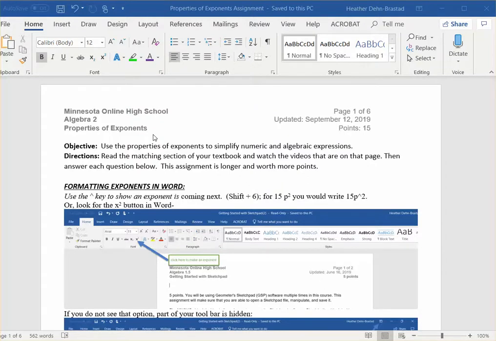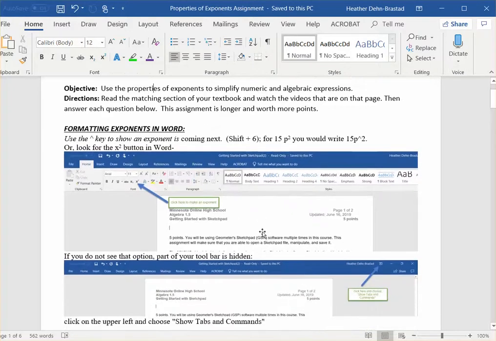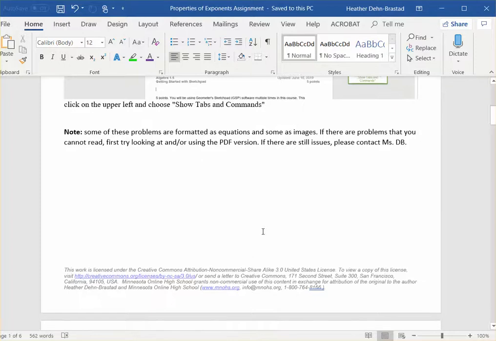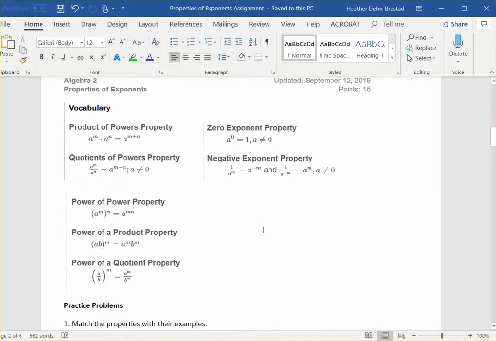In this video, we are going to go through how to solve some of the problems from the Properties of Exponents worksheet. The first part of the worksheet just goes over how to use some different tools in Word to show an exponent, how to format, and then we get into the properties of exponents. And there's a lot of them. You've had these before, you've had them in algebra and you've worked with them before, but here they are again.